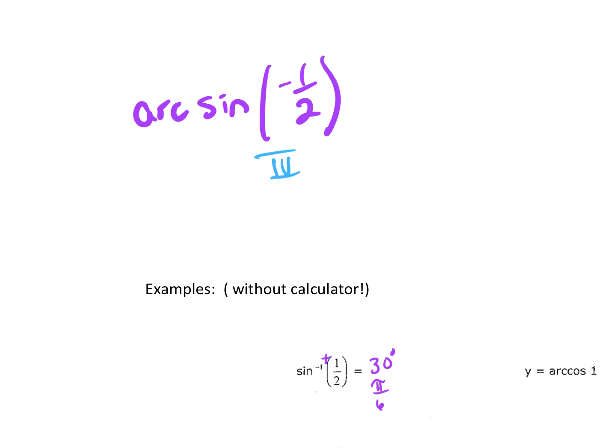And if we're looking in quadrant 4, it changes what our angle measure is going to be, what our answer is. So the inverse sine of -1/2 is what? 330 degrees. There you go, 330 degrees, or 11 pi over 6.